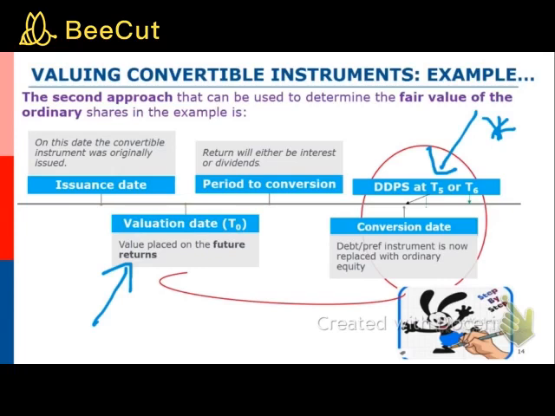But instead of valuing the instrument at valuation date, we firstly value it at conversion date and then manipulate it through discounting it. We discount it back from there to here, which is the valuation date being T0.